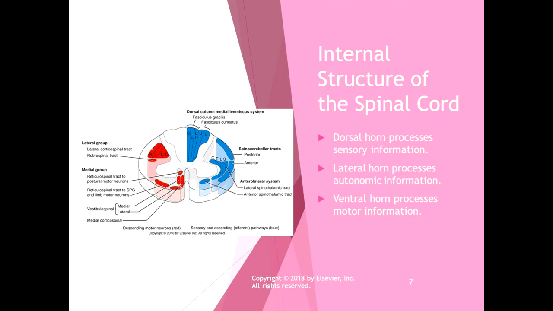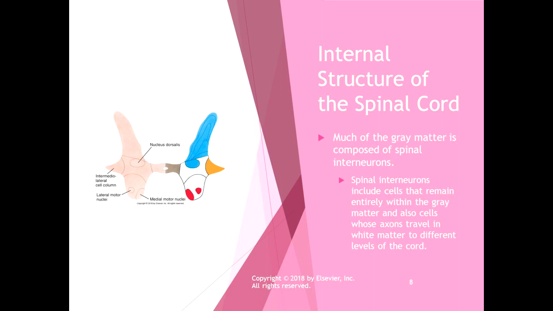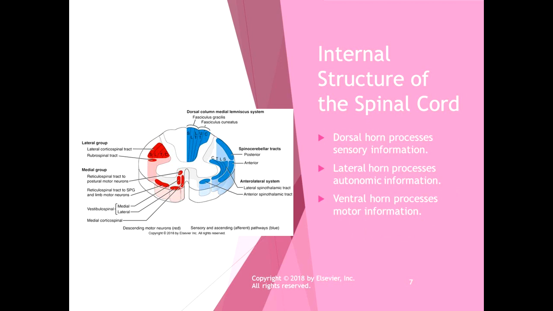So on some levels, it really is very pointy and does show up like a horn. On other levels, the lateral horn is not as pointy looking, if that makes any sense. So lateral horn processes autonomic information. The ventral horn is the anterior section of gray matter that processes motor information. And the cell bodies of the lower motor neurons are contained in the ventral horn. Makes sense. That's where motor information is processed.